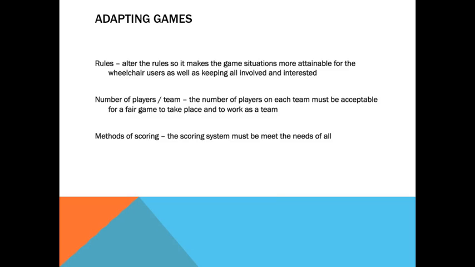Methods of scoring. There can be various methods of scoring systems which can manipulate a game, which can allow every member of the team to be involved. An example of this would be, all members of the team have to have at least one touch of the ball in order for a point to be scored.